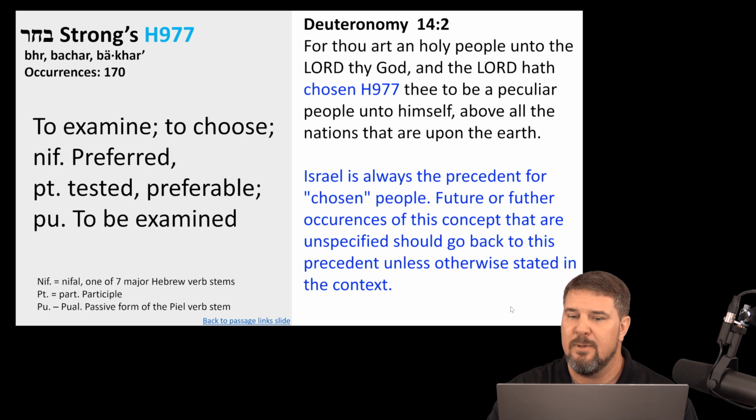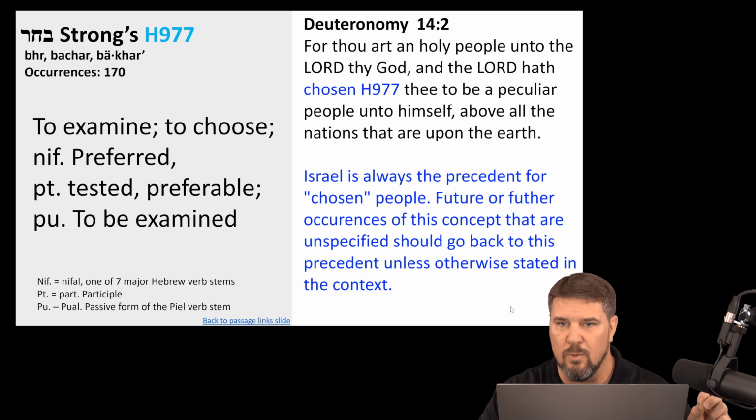For thou art an holy people unto the Lord thy God, and the Lord hath chosen thee to be a peculiar people unto himself above all the nations that are upon the earth. Israel is always the precedent for the chosen people. Future or further occurrences of this concept that are unspecified should go back to this precedent unless otherwise stated in the context. In other words, when you see the word chosen or elect after Deuteronomy 14:12, you should think of Israel until something in the context tells you otherwise, because that's the law of first mention.